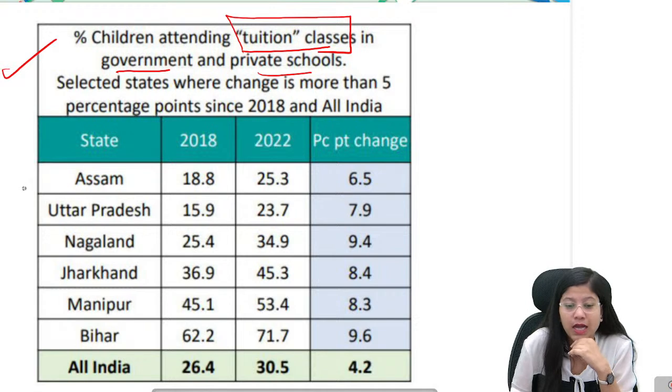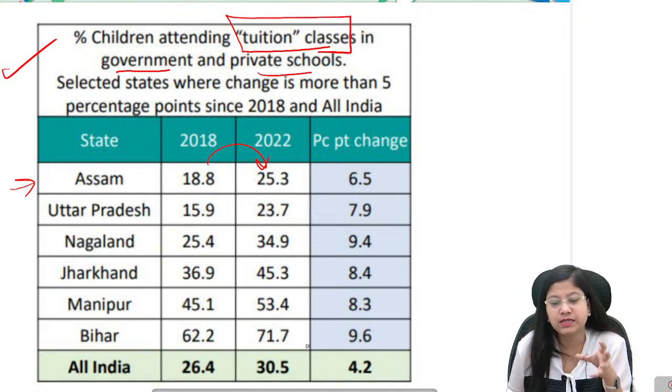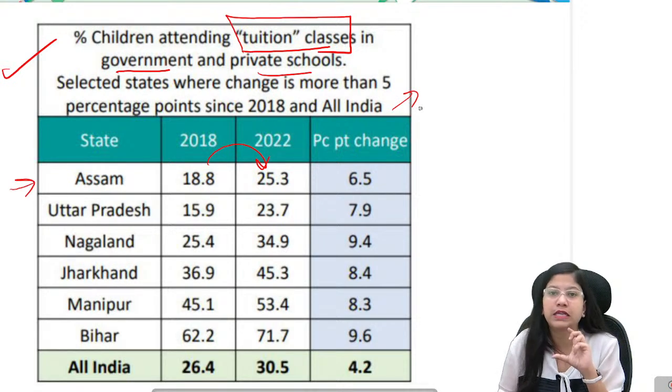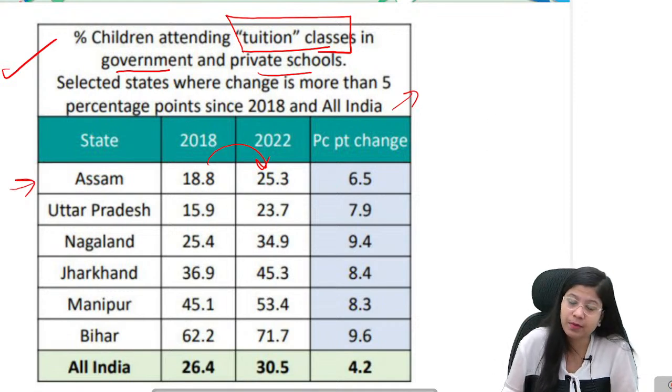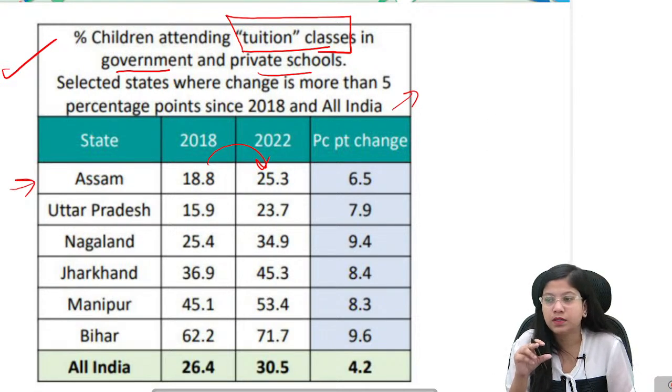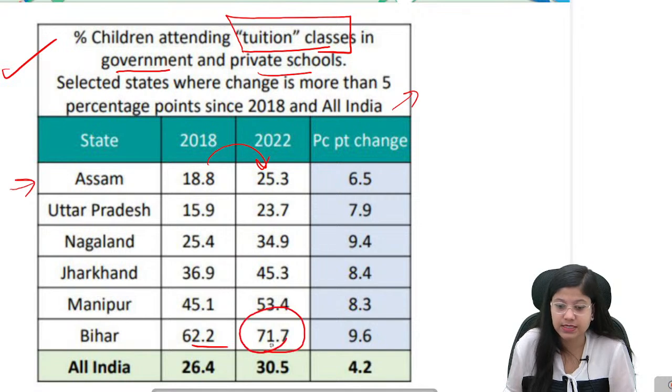Okay. So Assam has had an increment. Almost all the states have witnessed an increment in the tuition classes. This is showing an improvement in the school curriculum, or we can say the efforts by the school in improving the performance of the children. And at the same time, it also shows the need for the children to have extra classes other than the school hours. Okay, so clearly this shows that suppose in Bihar, the number is high, 71.7%.